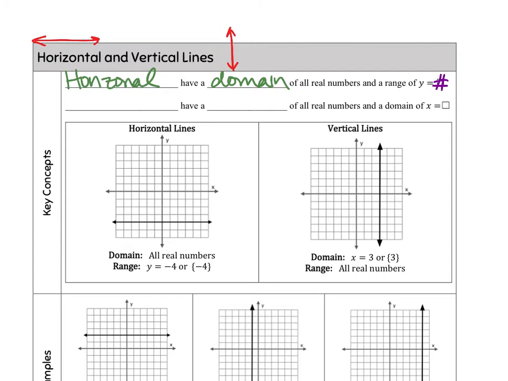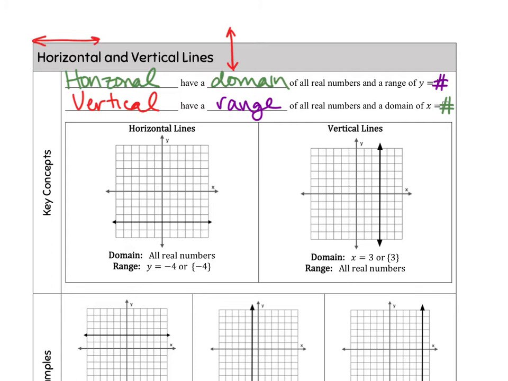Our vertical lines, okay, so our up and down lines, have a range of all real numbers because it's up and down everywhere, going from the very, very bottom to the very, very top. But its domain is a single number. So it's very interesting for these very particular lines. The ones that are absolutely flat and the ones that are absolutely vertical have very interesting domains and ranges. Let me prove this to you right now.